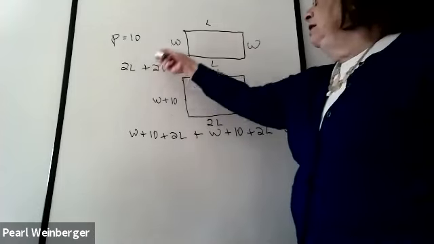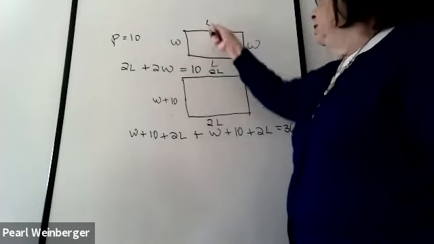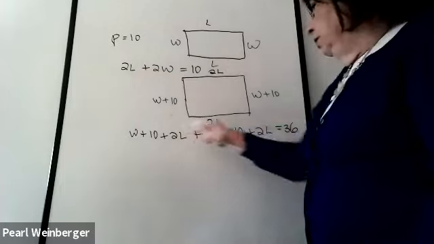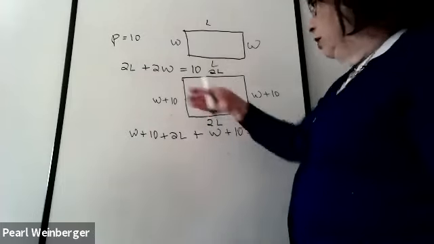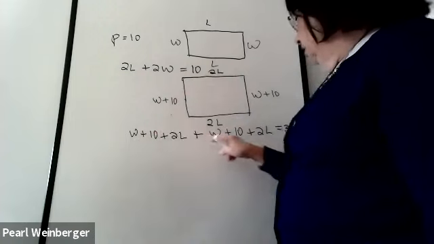Well, this was really easy to add. W and W was 2W, L plus L was 2L. This is a little bit more complicated, so I wrote the whole thing out, but I could have done it the same way, adding the like terms.